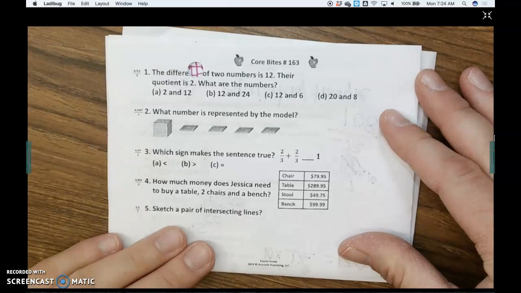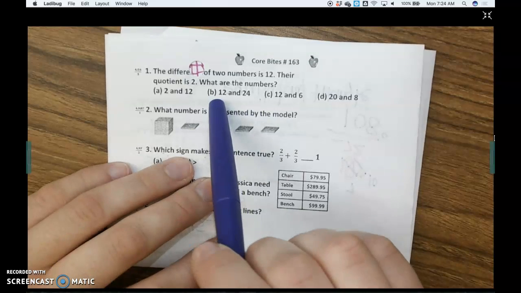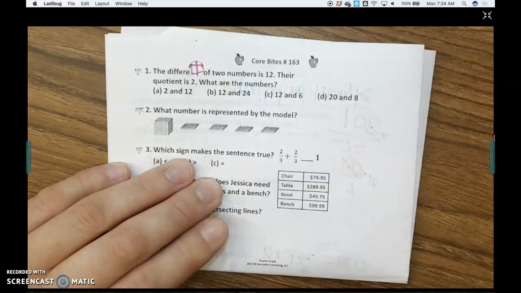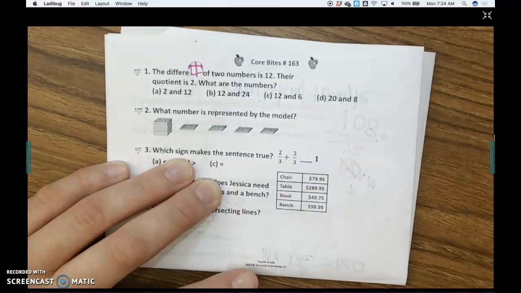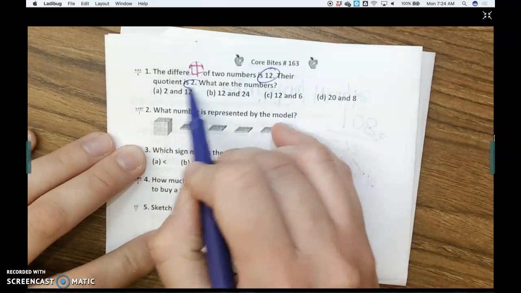All right, everybody, here's your Core Bites, number 163. The first one says the difference of two numbers is 12. Their quotient is 2. What are the numbers? So you've got to take them, subtract, get 12. Then you've got to divide them and get 2.